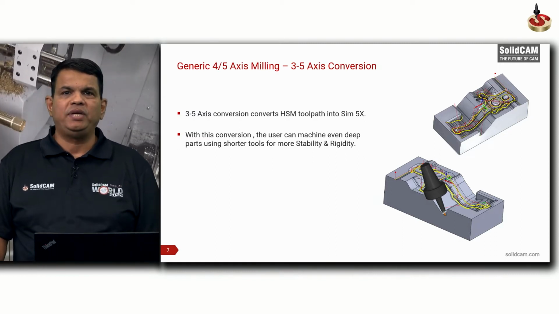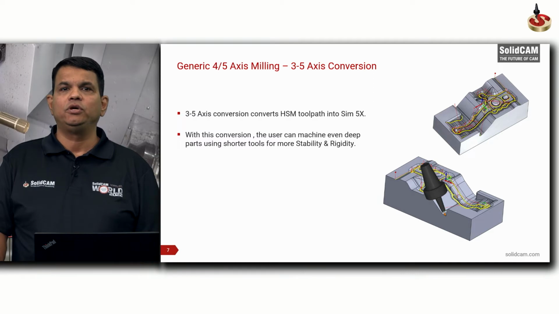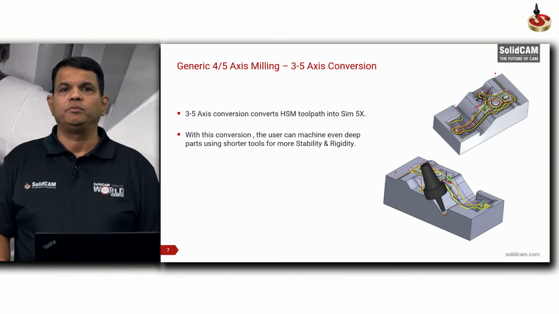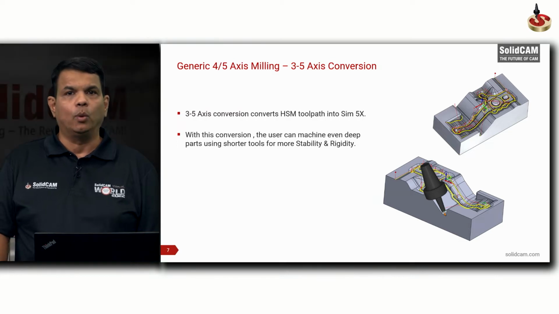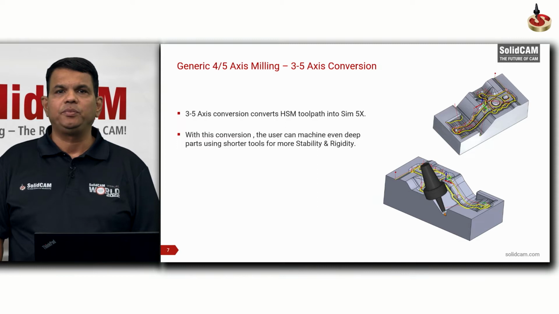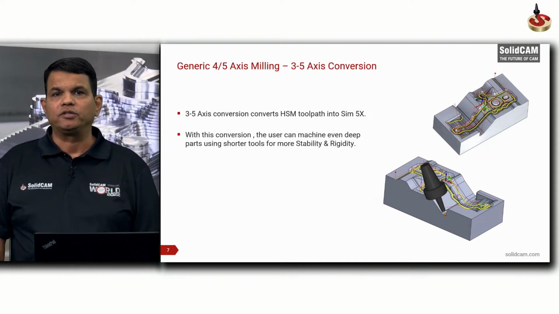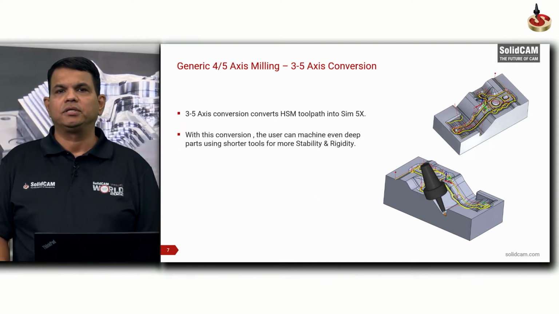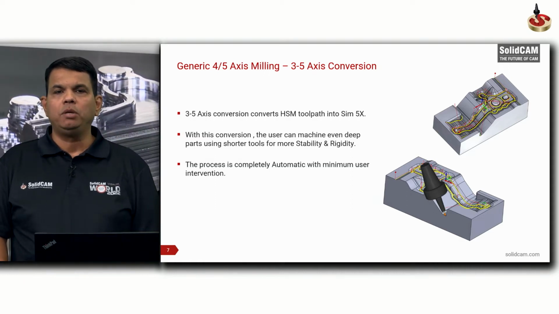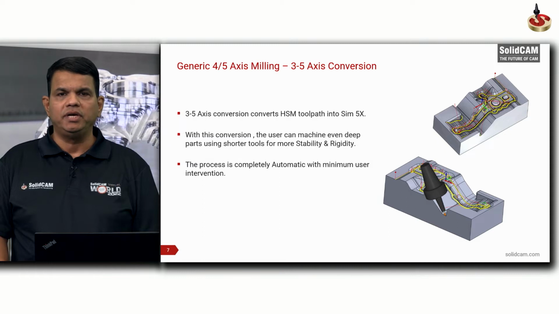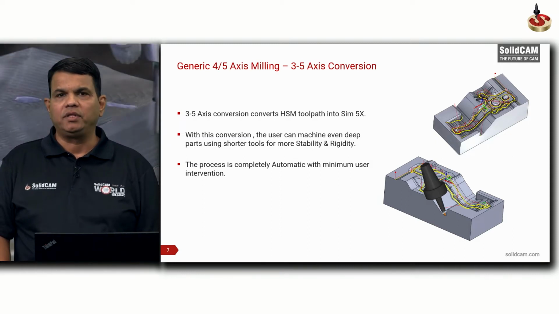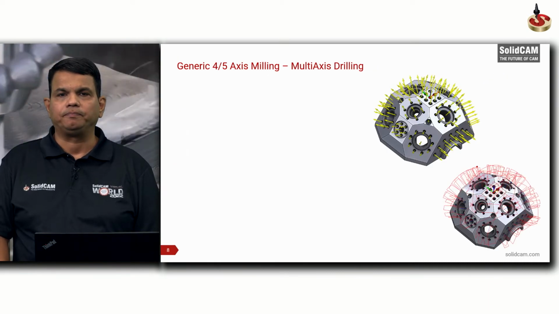So what the software basically does is it uses the holder and the tool, and checks for collision. Whenever a collision is about to be detected, it tilts the tool to avoid the collision. Therefore, it converts a simple 3-axis toolpath to a very complex 5-axis toolpath at just a click of a button. The process is completely automated with minimum user intervention. The user really doesn't have to put his brains into what needs to be done. Everything is done automatically by SolidCAM.